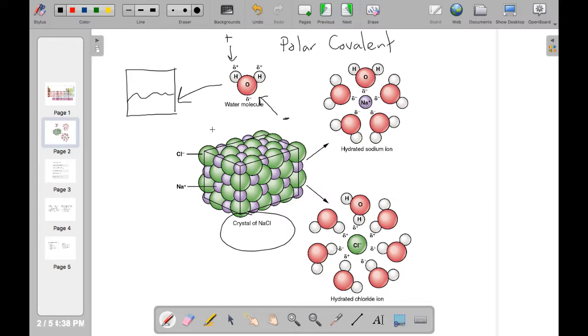Now, when I put this solid in here, these crystals in here, the hydrogen parts down here, which are a little bit more positive, will start to attract the chloride negative anion. And the sodium, which is a little bit more positive, will be attracted to the oxygen, which is a little bit more negative. So all of this, when it goes into water, is just broken up into little bitty cations and anions floating around in this liquid.